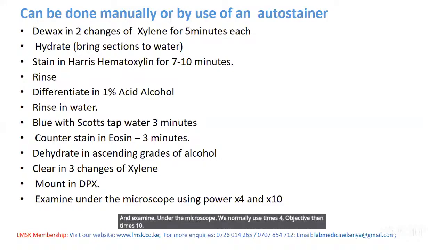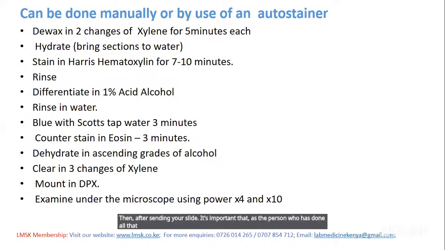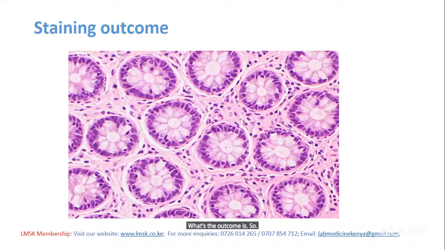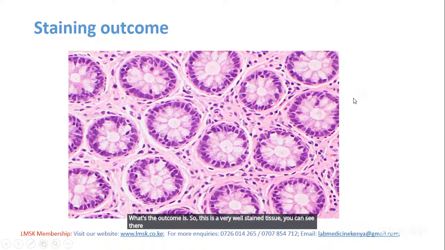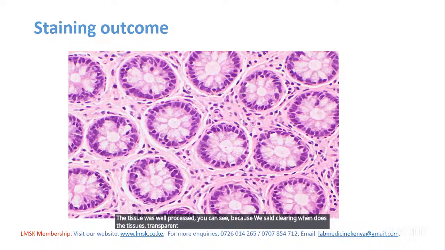Then after staining your slide, it's important that as the person who has done all that process, you look under the microscope and see what the outcome is. So this is a very well stained tissue. You can see the nucleus staining very well, a purplish blue. Then the background is pink. The tissue was well processed, because we said clearing renders the tissue transparent. You can see the tissue is very transparent.